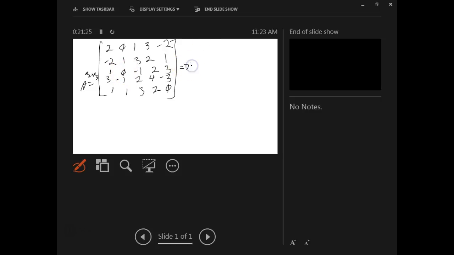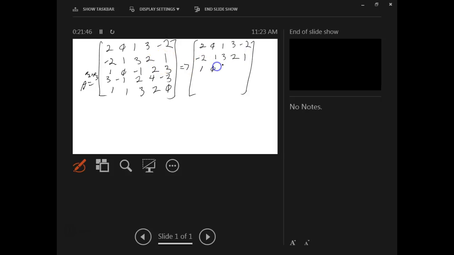Big matrices take a lot of steps, and a lot of the time is spent copying stuff down. 2, 0, 1, 3, negative 2. Negative 2, 1, 3, 2, 1.